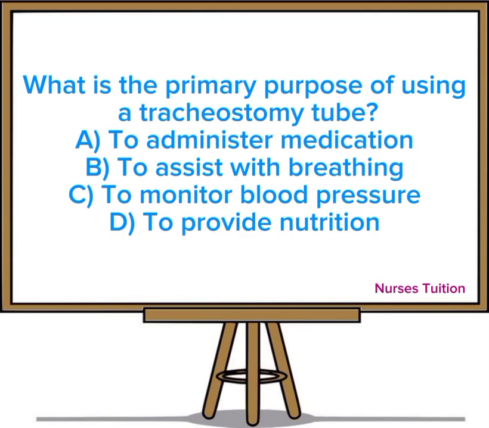What is the primary purpose of using a tracheostomy tube? A. To administer medication. B. To assist with breathing. C. To monitor blood pressure. D. To provide nutrition.